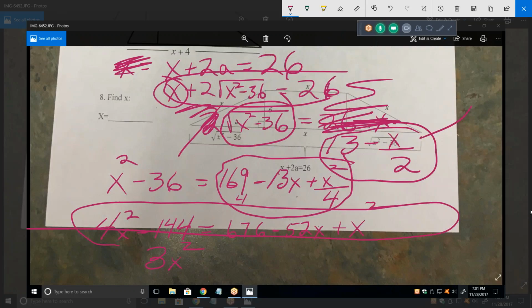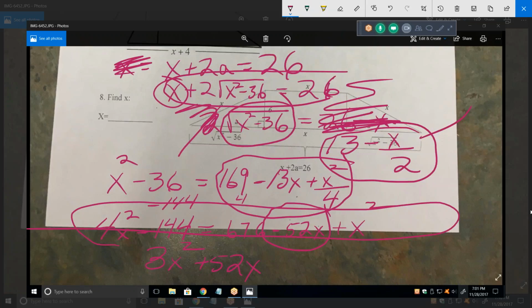What's the x term? In other words, I'm going to end up with a quadratic on the left and 0 on the right. So I have to take this minus 52x and move it over to the left. What's it become? Plus 52x. What's the number? I got a minus 144.